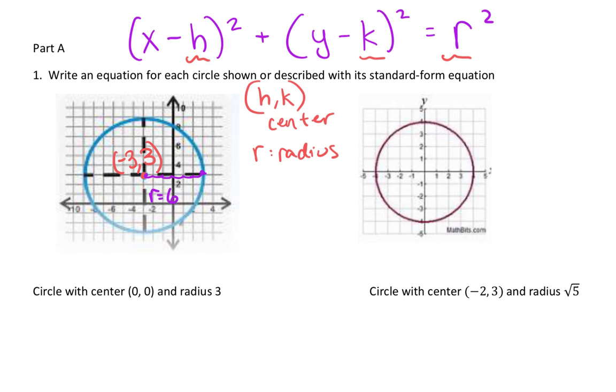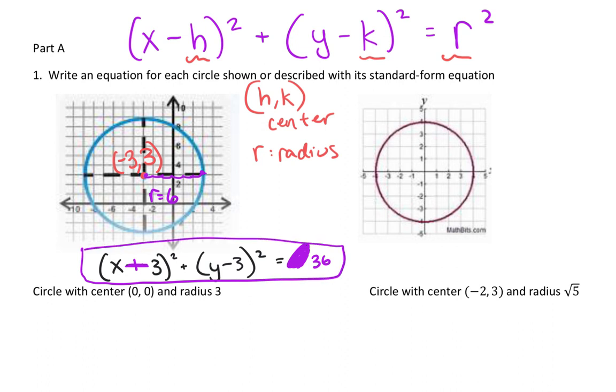So that means my equation is going to look something like x minus -3 squared plus y minus 3 squared equals 6 squared. Now, that's all right, but when I see the minus, I'm going to make that a positive. And instead of leaving it as 6 squared, I'm going to say, hey, 6 squared is 36. So I'll just write 36. So here's my standard form for that equation of a circle.